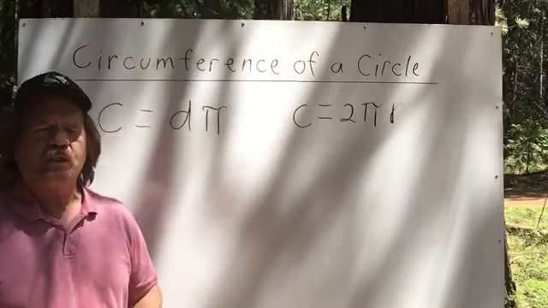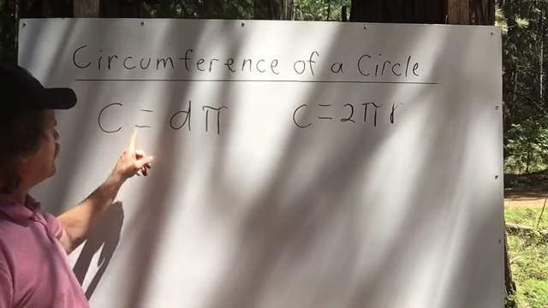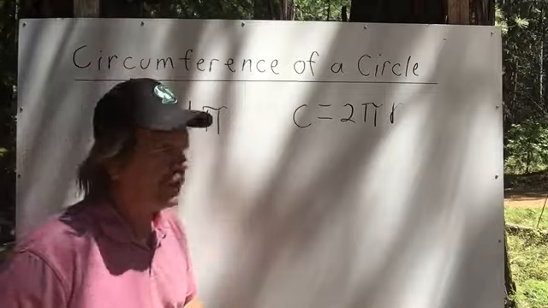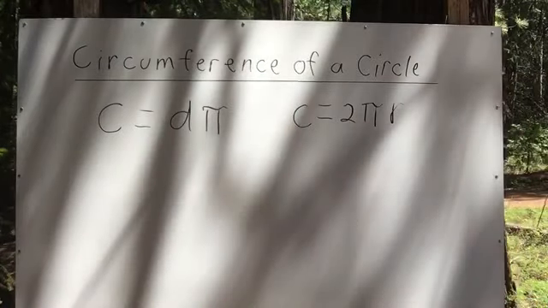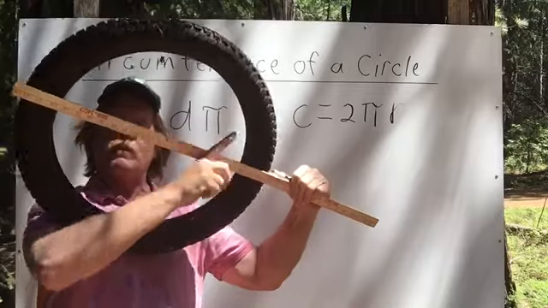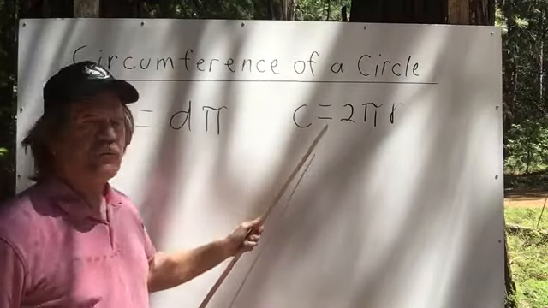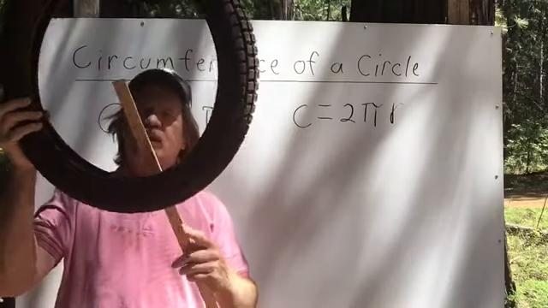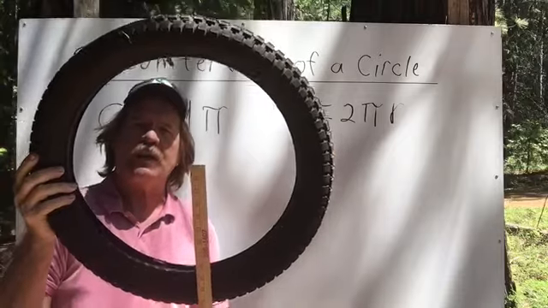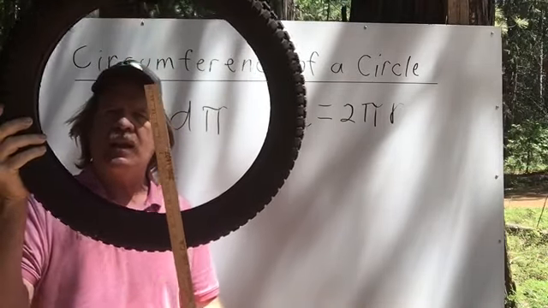The two formulas that we use to find the circumference of a circle are: circumference equals diameter, d is for diameter, times pi. And remember that diameter is the distance all the way across the circle. And then you have c equals 2 pi r. And remember that the radius, the r stands for radius, that's just halfway across the circle. So you've got diameter and radius.